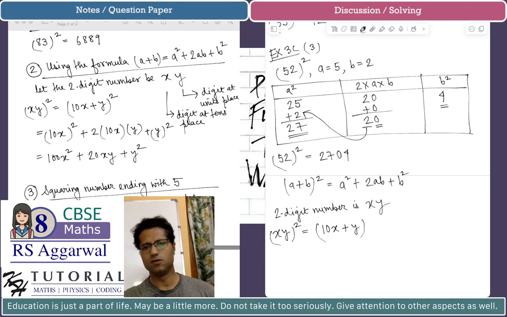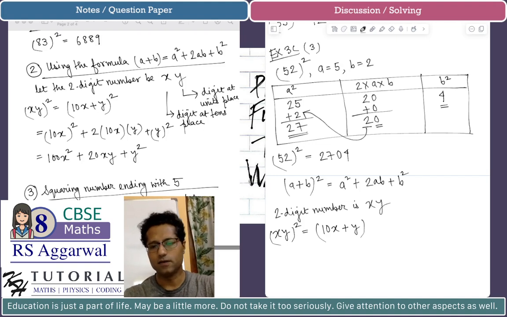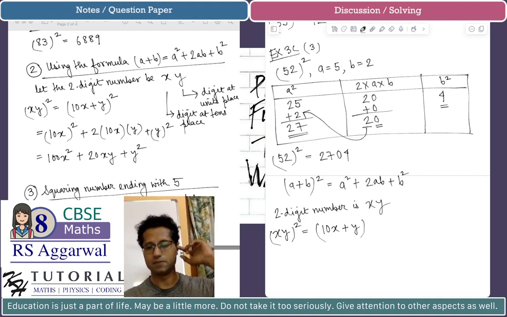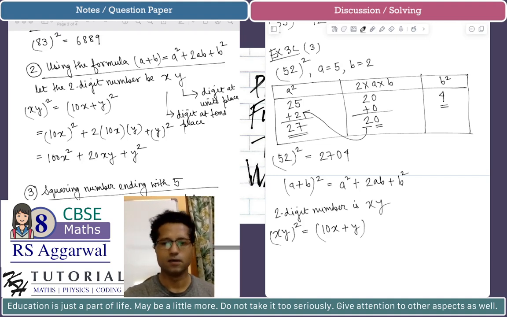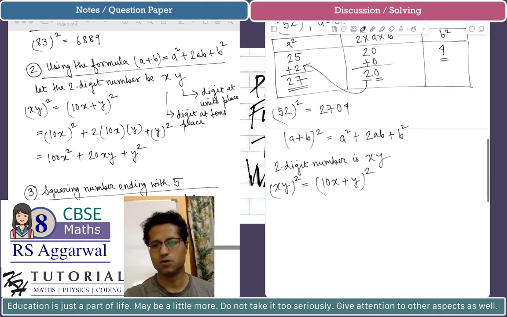So you have studied in your previous class, class 7 or class 6, how to expand a given number using the powers of 10. So xy, a two-digit number where x is the digit at the tens place and y is the digit at the units place, when expanded, will be of the form 10x plus y. So we have 10x plus y whole square. So I have got now a plus b whole square form.